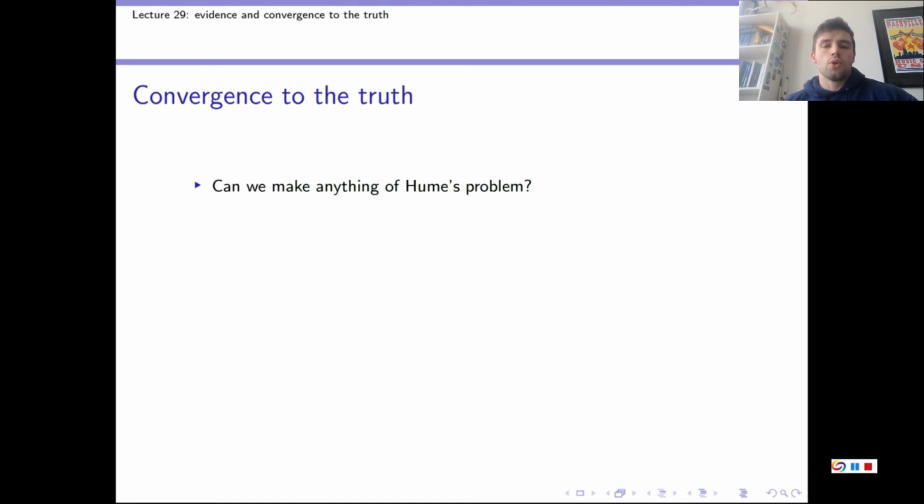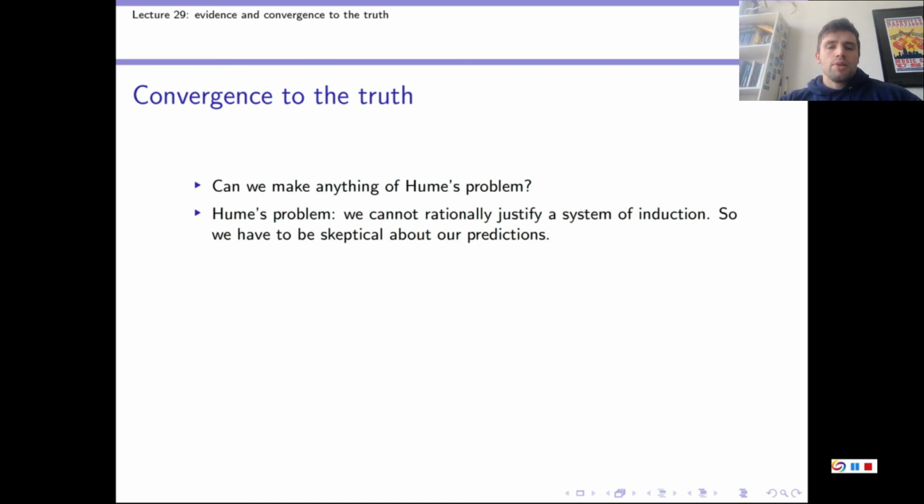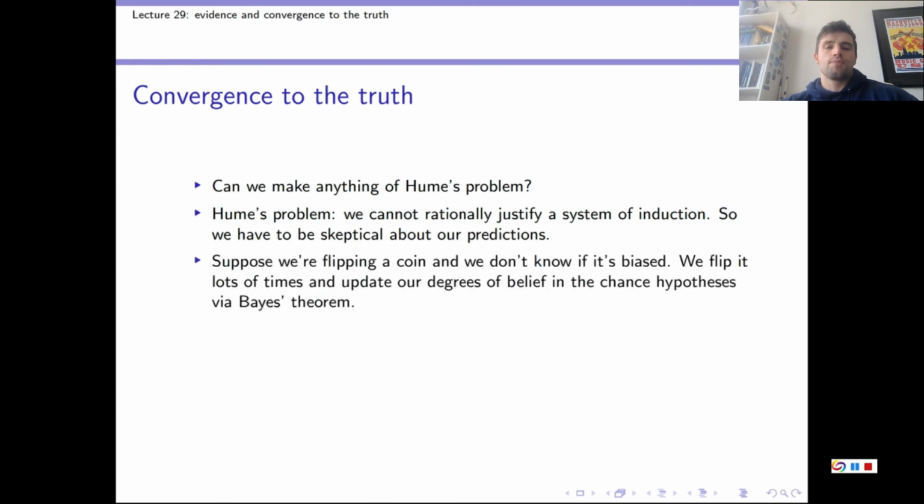To conclude the course, we're going to look back at Hume's problem and say a few things about it in light of our work on probability theory. Hume's problem, remember, in essence said this: we cannot rationally justify a system of scientific induction, so we have to admit a certain degree of skepticism about our predictions.